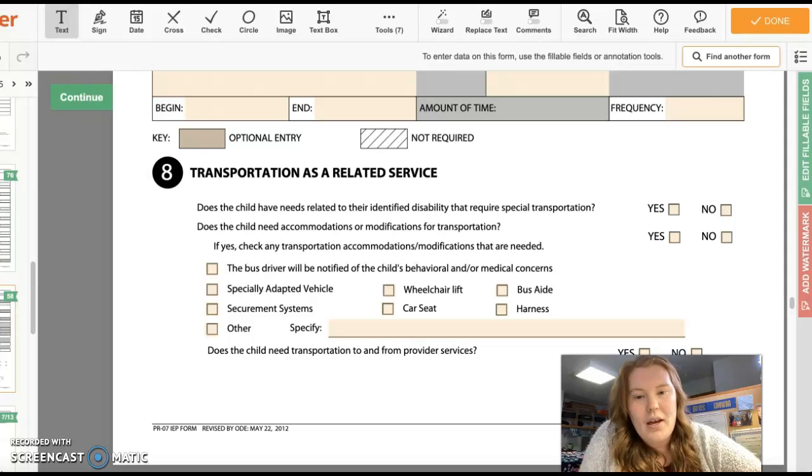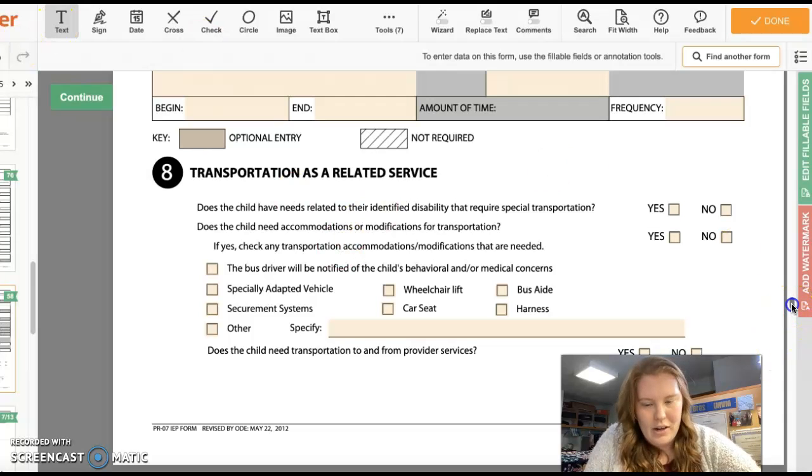So this could be if a student needs accommodations or modifications to busing because they need a wheelchair accessible bus based on the disability that they have. So this is going to identify what kind of transportation they need, what kind of modifications. Do they need a car seat, do they need a bus aide, do they need a wheelchair lift, anything that they need to be able to be transported, the school has to provide. And this section will list what accommodations or modifications that the student needs for transportation.